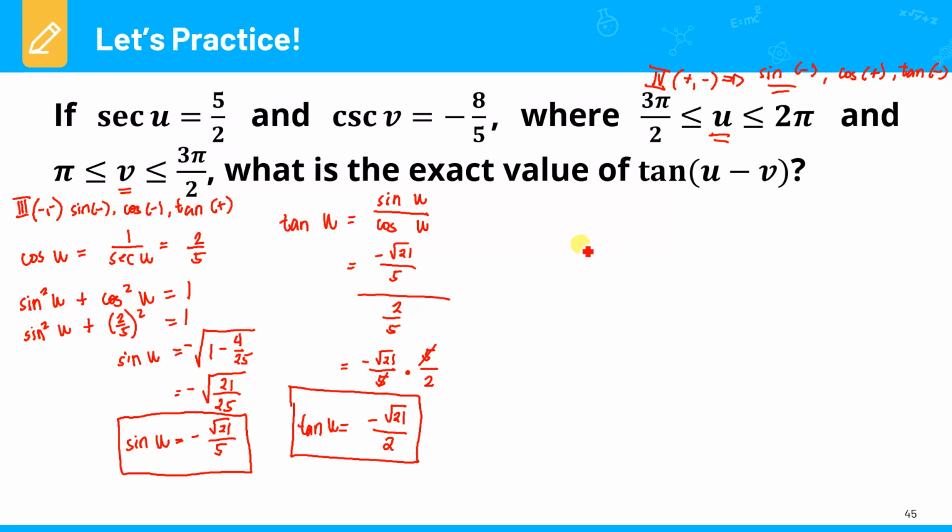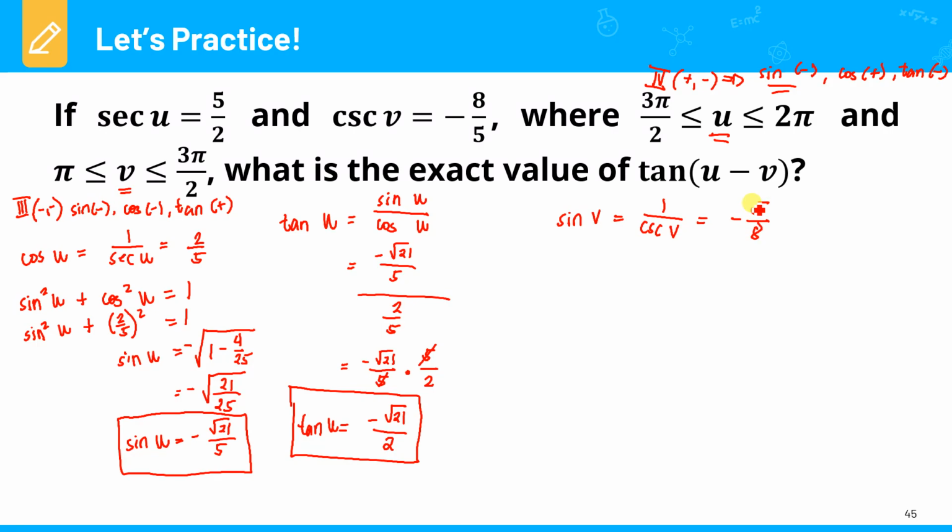So what we are now going to look for is our tangent v. Same concept for the tangent v. Take note that sine v is equal to 1 over cosecant v. So in other words, this is equal to negative 5 over 8.